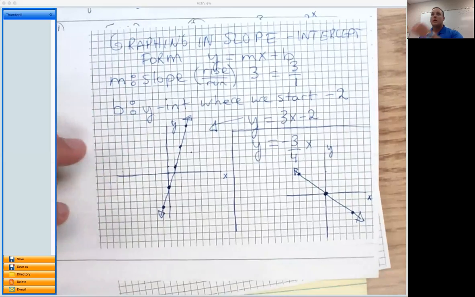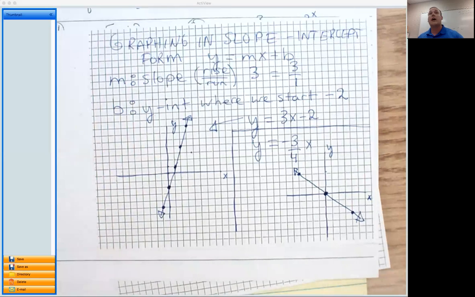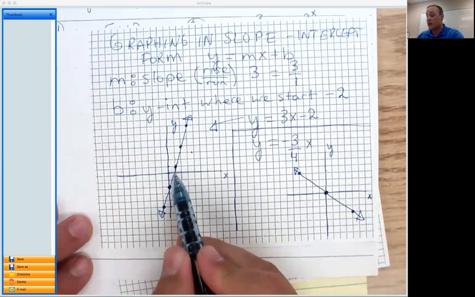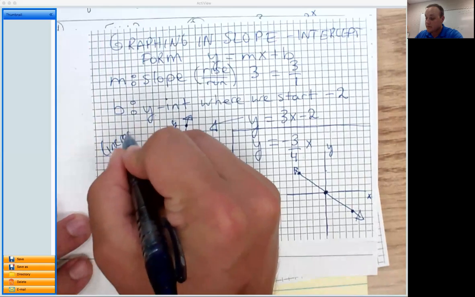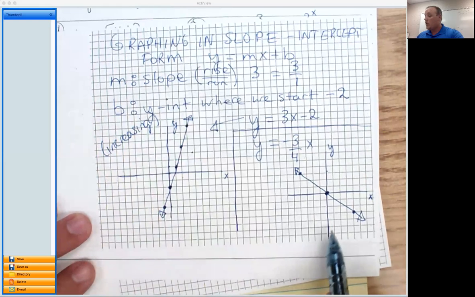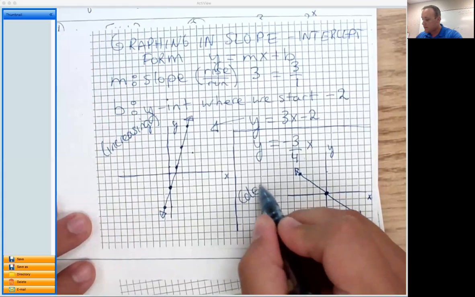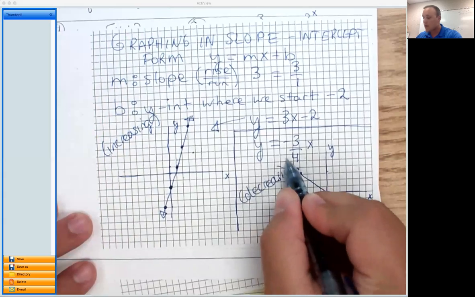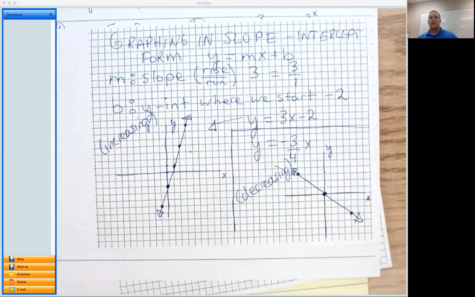Easy as pie. Now, we say that this graph is increasing if we go up and to the left, right? Because we read left to right. So we would say that this is a positive slope, or that it's increasing. And we would say that this is a negative slope because it's going down and to the right, or that it's decreasing. Okay? There's your toolkit entry for graphing in slope intercept form.